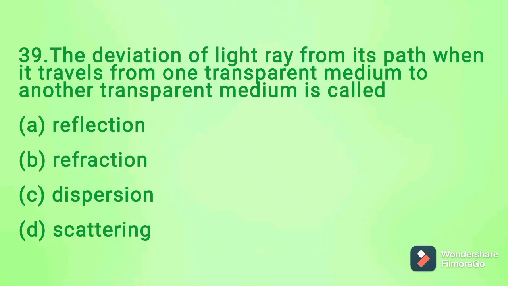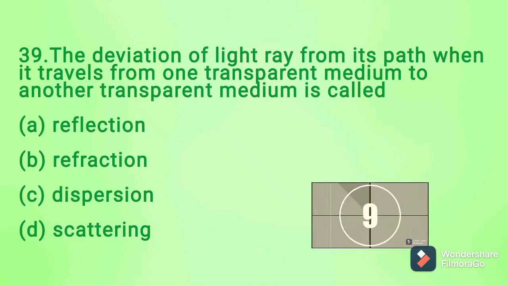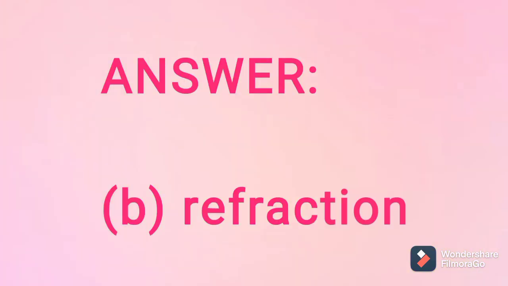39th question. The deviation of light ray from its path when it travels from one transparent medium to another transparent medium is called. Options. Option A, reflection. Option B, refraction. Option C, dispersion. Option D, scattering. And the answer is option B, refraction.